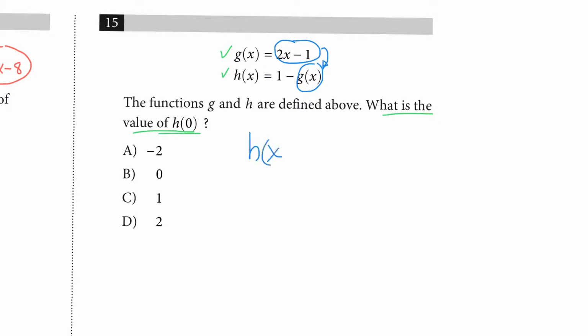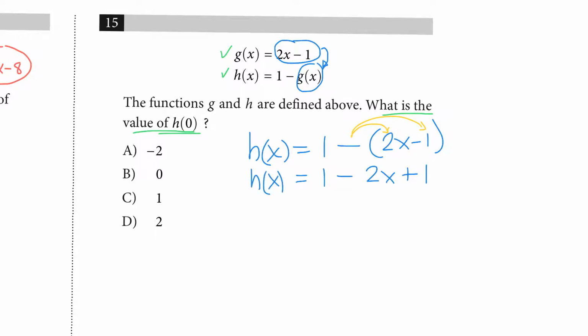I'm going to have h of x is equal to 1 minus the value of g of x, which was 2x minus 1. Now right in here, I have to distribute this minus. So that means that what I really have is 1 minus 2x, and minus a minus 1 is a plus 1. And so that's h of x. What do we want? We want h of 0. That means for every x, replace it with a 0. So you're going to have 1 minus 2 times 0, that's 0, plus 1. 1 plus 1 is 2.